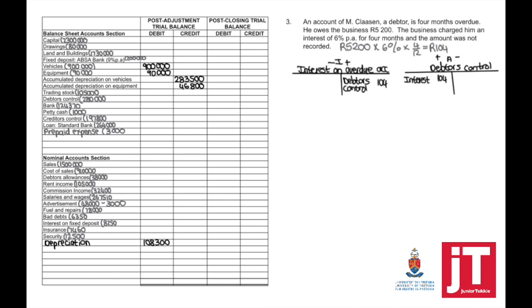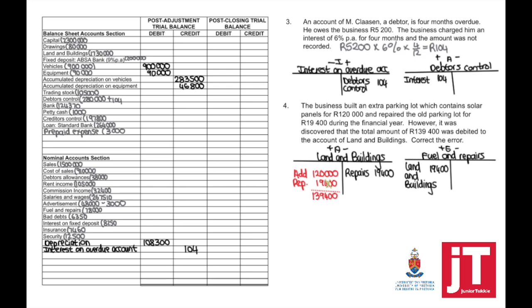Adjustment number 3, interest on overdue account, must be added to the nominal account section, and debtors control, and that's why it's so important. If you're not sure, do a T account. We had to take it with debtors control, we had to add 104 because interest was charged on an overdue account, so plus 104.